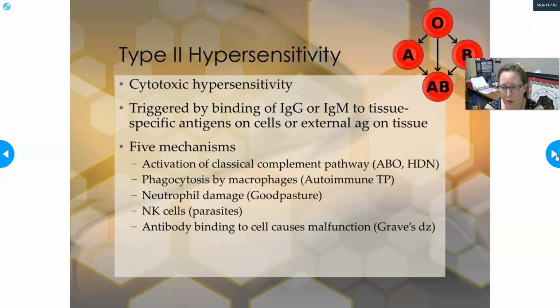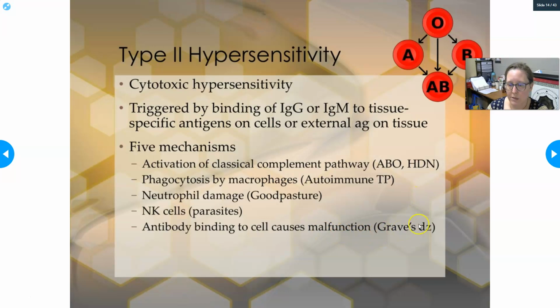ABO incompatibility and hemolytic disease of the newborn involve activation of the classical complement pathway. Phagocytosis by macrophages is autoimmune thrombocytopenic purpura. Neutrophil damage is Goodpasture's. That's how the tissue gets damaged. Natural killer cell activation is usually triggered by parasites, and antibody binding to a cell causing malfunction is Graves' disease.